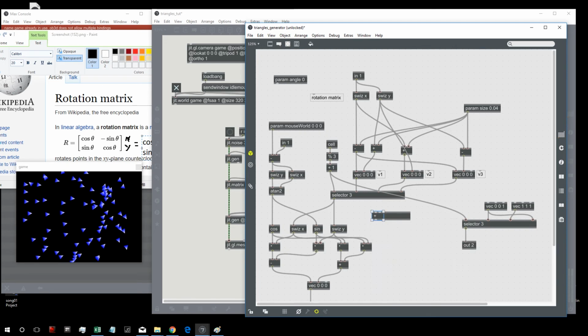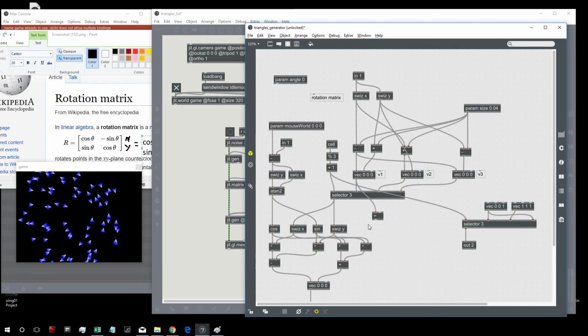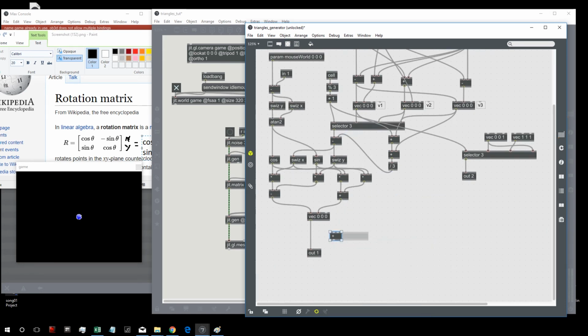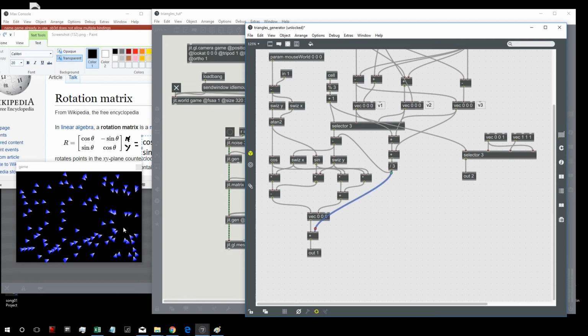So to find the center, we have to sum together all these three vertices, and then divide them by 3. Then we need to subtract this vector before going inside the rotation. So we subtract it, and then we sum the center again to our output here. And now they are rotating around the center, and now every one of these triangles is pointing toward the mouse.